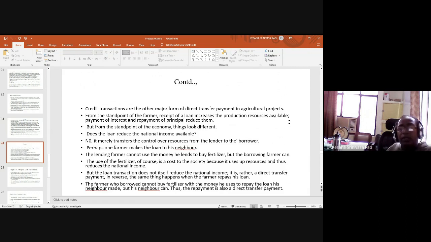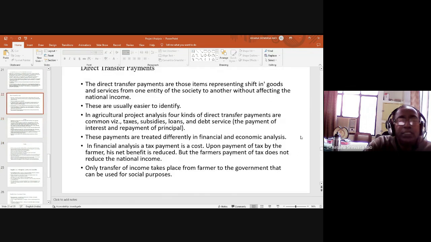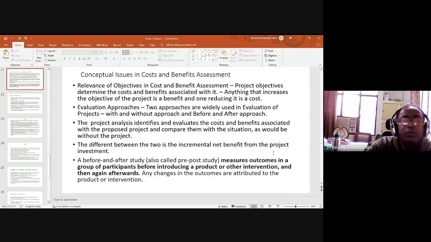The use of the fertilizer, of course, is a cost to the society because it uses up resources and thus reduces the national income. But the loan transaction does not itself reduce the national income. It is rather a direct transfer payment. In reverse, the same thing happens when the farmer repays his loan. The farmer who borrowed cannot buy fertilizer with the money he uses to repay the loan his neighbor made, but his neighbor can. Thus, the repayment is also a direct transfer payment. In this way, there are several ways in which direct transfer payments take place in different types of projects. These are the three types we can discuss: direct transfer payments, subsidies, taxes. Okay, we have seen how they play such an important role.